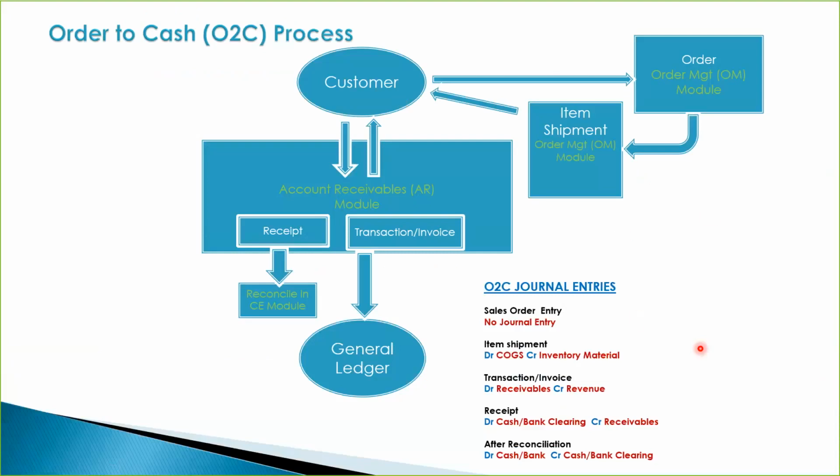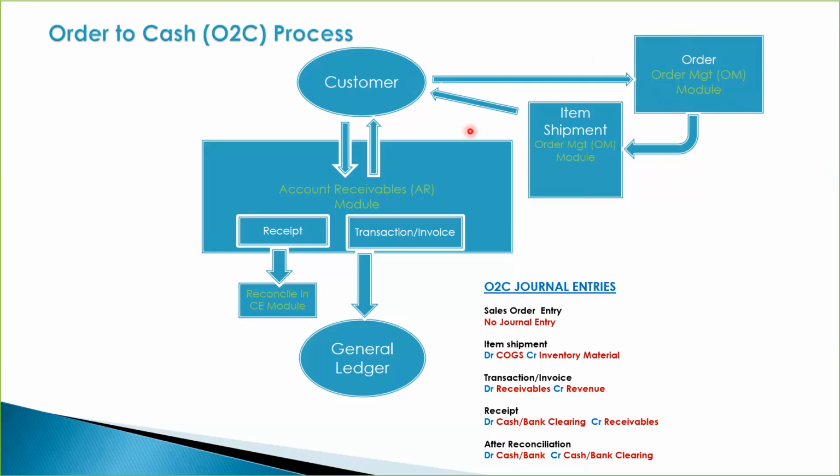Basically, when a company is selling something to customers, a customer will place an order for whatever item the customer wants to buy. This order is placed, and that transaction is done in the order management module of the Oracle EBS application.